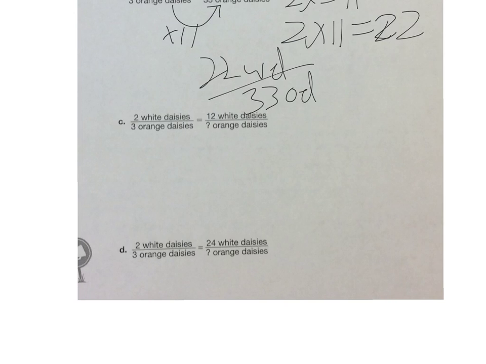Feel free, again, if you're feeling comfortable with this now, pause the video, try them, then check your work. Hopefully you paused and tried some of these. This one's going the other way. It gives us the white daisies. So 12 divided by 2 is 6, so it's times 6. So 3 times 6 is 18. That's 12 white daisies to 18 orange daisies.